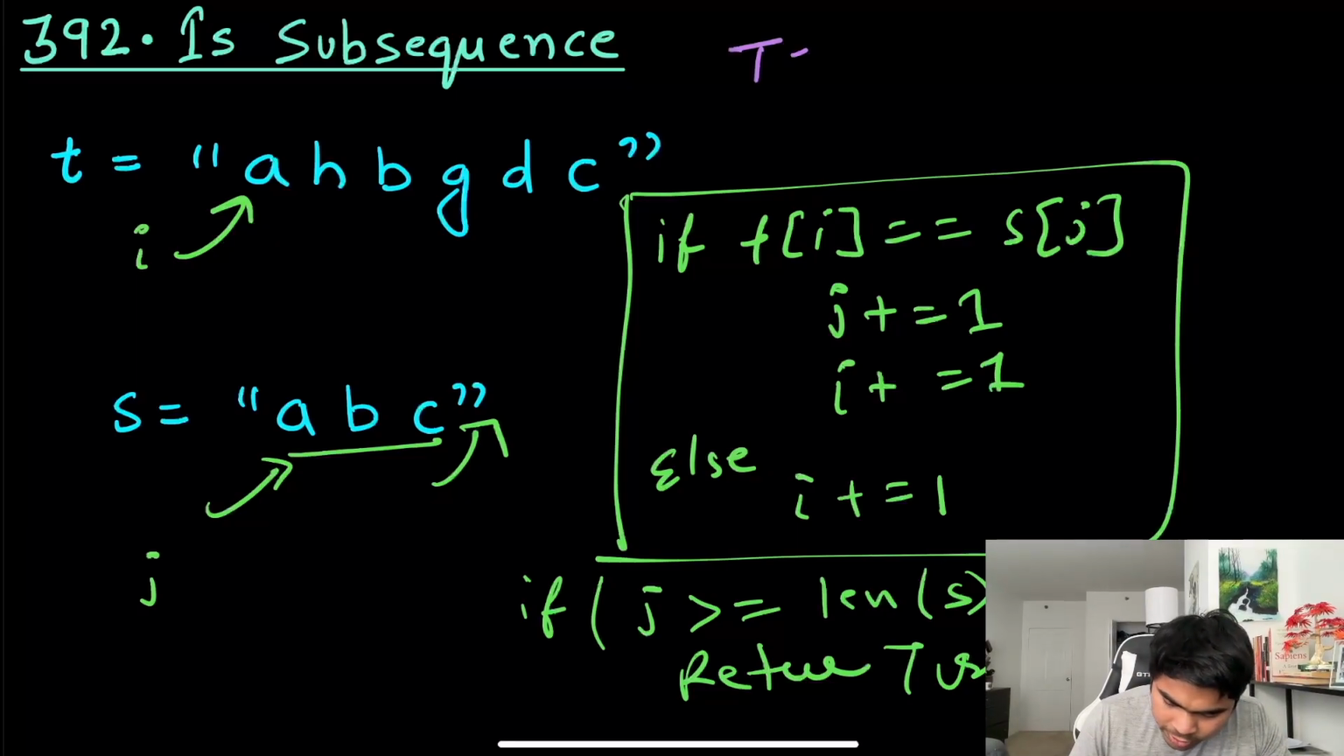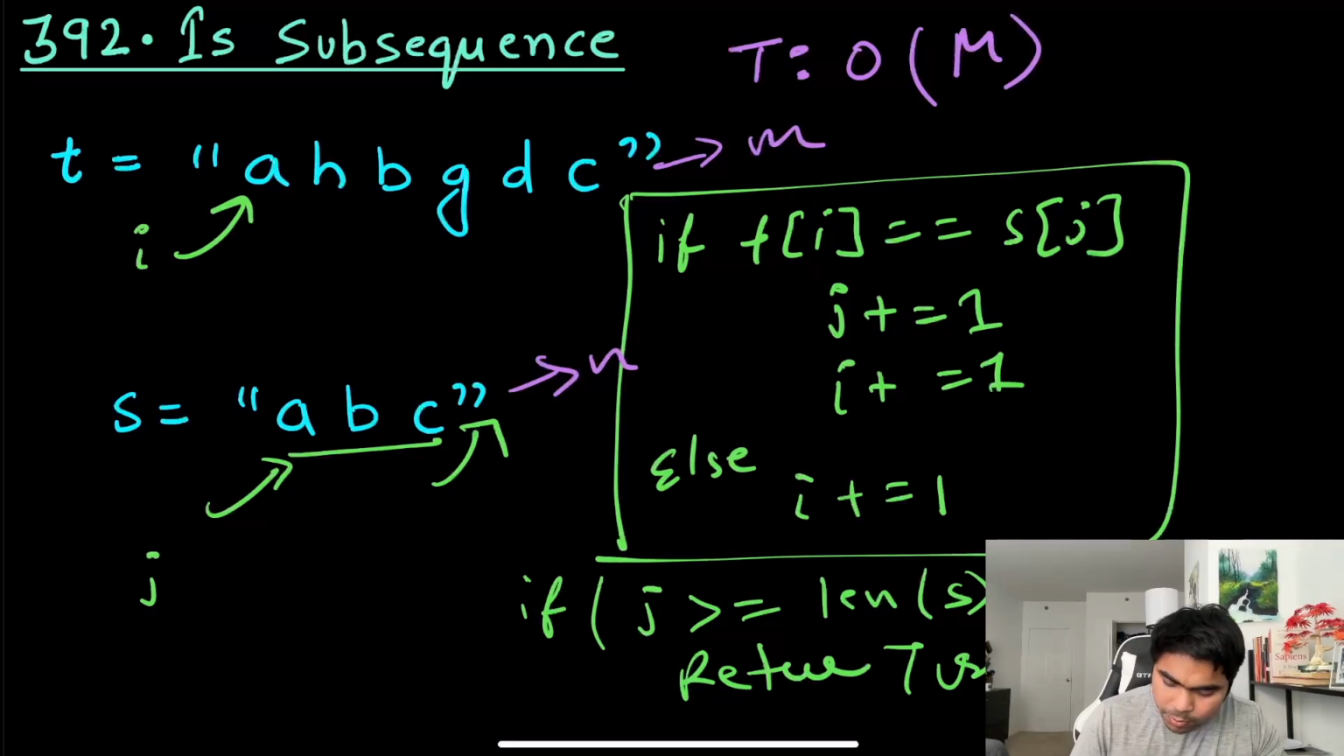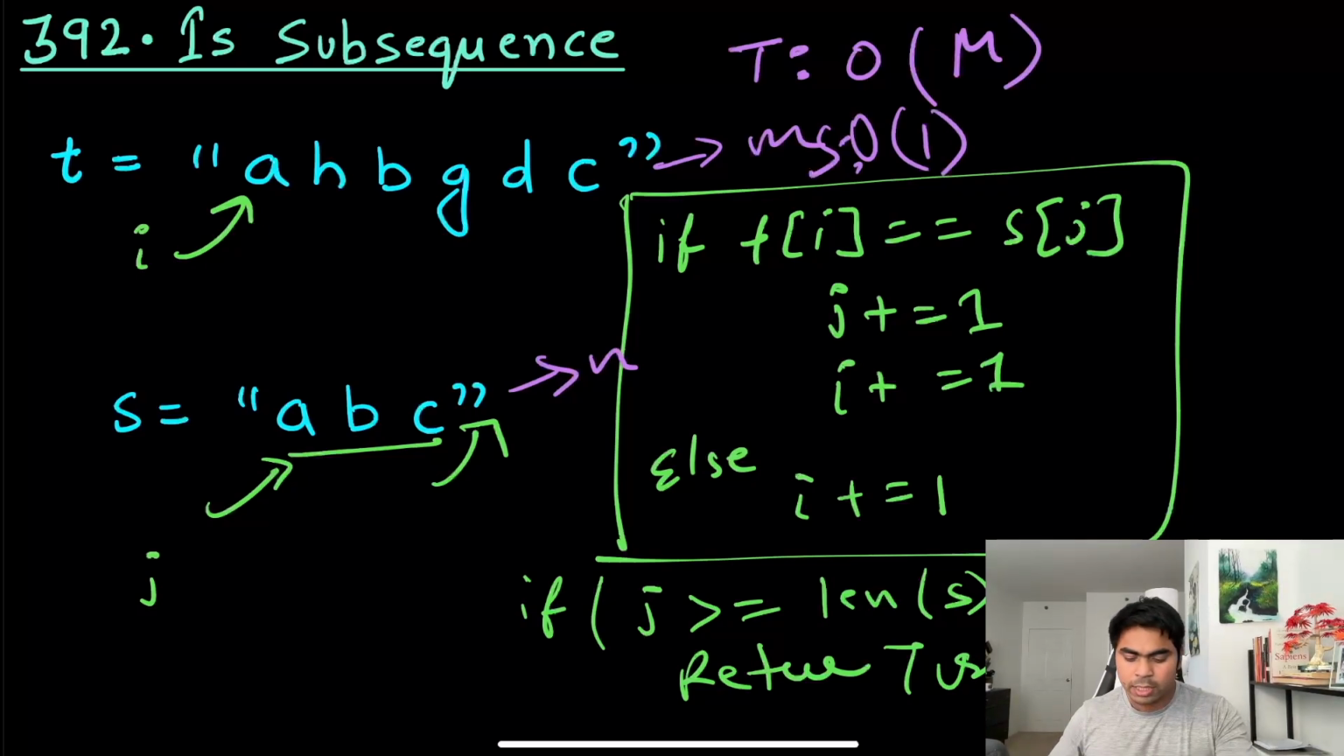And here the time complexity would be big O of t. Let's say the length of t is m. Here it's n. So time complexity would be m, if n is smaller than m. M is greater than n. If they're both equal, then no worries. And for space would be big O of 1 because you are not using any extra space.